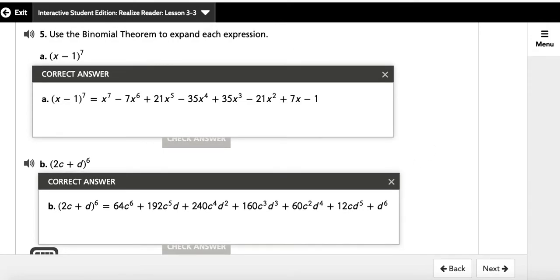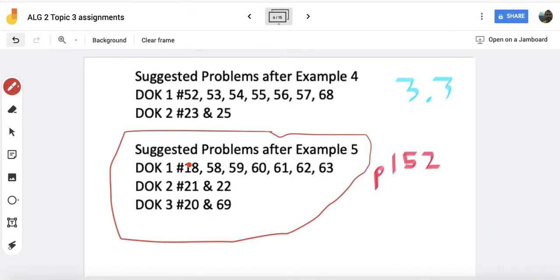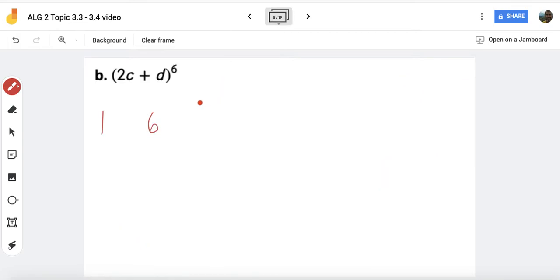First, let me show you what the homework could be. Your teacher could assign you any of these: 18, 58, 59, 60, 61, 62, 63, 21, 22, 20, and 69. For those of you who wanted to see them done out, let's see what we have.